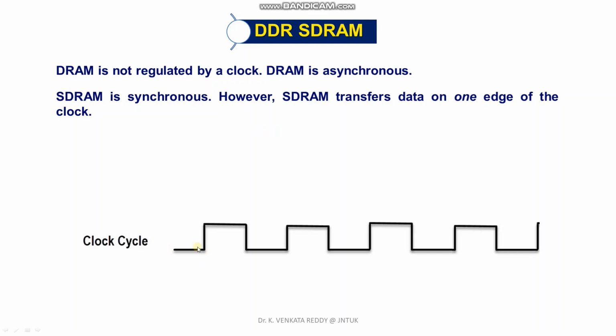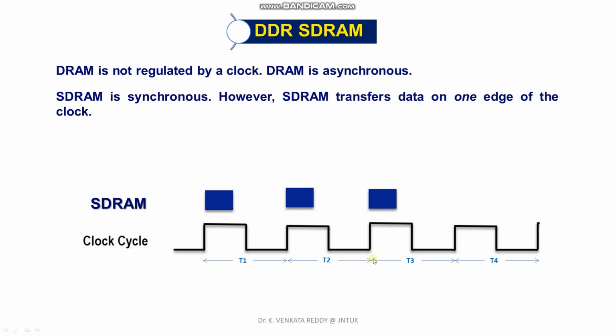Let us consider a reference clock having 4 clock cycles: this is the first clock cycle, second clock cycle, third cycle and fourth cycle. In the conventional SDRAMs, the SDRAM performs the data transfer only on the rising edge of the reference clock. In the second clock, it performs the data transfer here. In the third clock, it performs the data transfer here. In the fourth clock, it performs the data transfer. And hence, in 4 clock cycles, it performs only 4 data transfers.